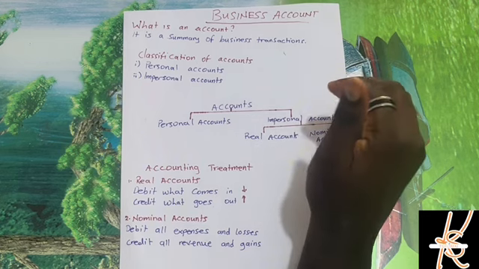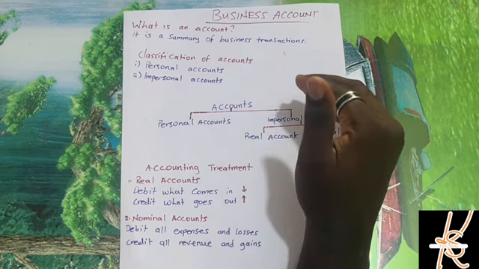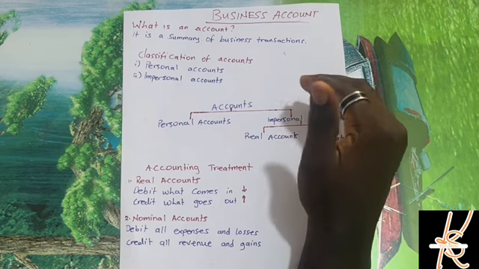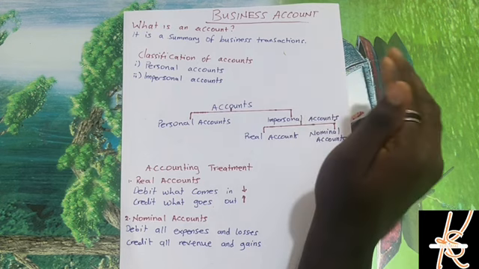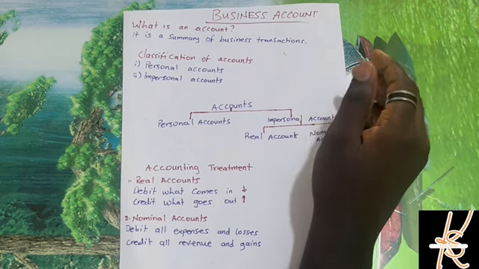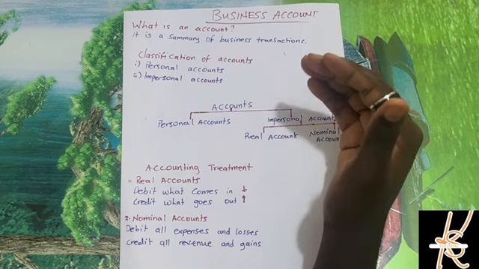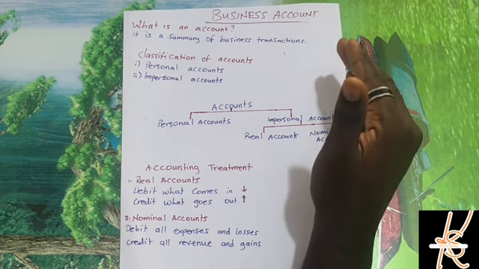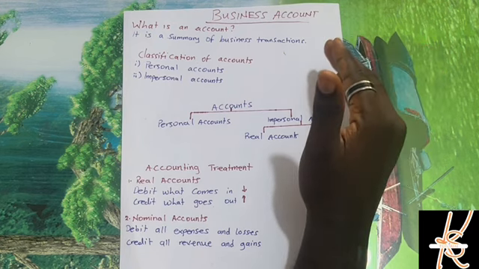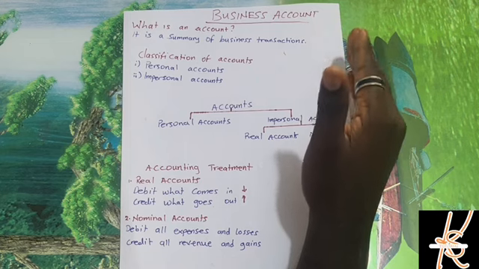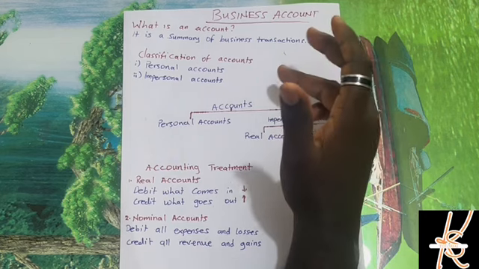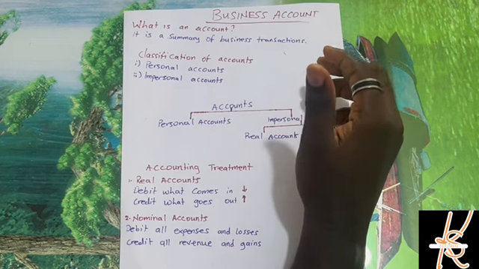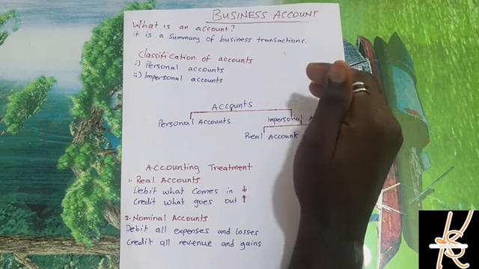So let's say a business transaction like bought goods worth 5,000 Ghana cedis. If we are recording that business transaction, we have two accounts: the purchases account and then the cash account. So these are the accounts. It says it is classified into two. We have the personal account and then the impersonal account.